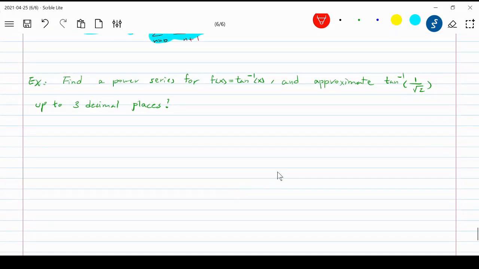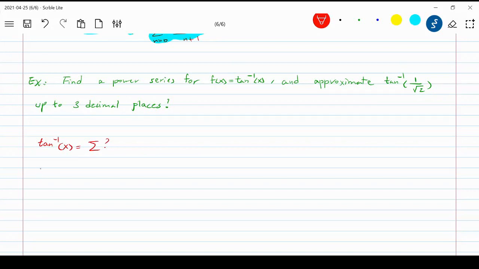So here another one is: find the power series for tan inverse of x, and then approximate tan inverse of 1 over root 2 up to 3 decimal places. Sometimes they ask you to calculate the integral, then approximate the integral, but here I wanted to show a different form of that. I think you would see examples within your homework as well. So let's try this. Find the power series for tan inverse of x. We want to find out what tan inverse of x is in terms of some summation. This is what the question is.